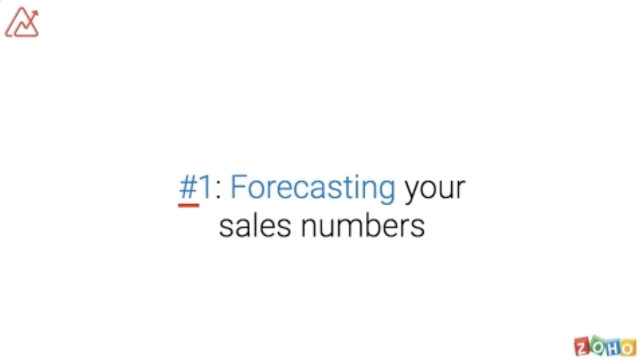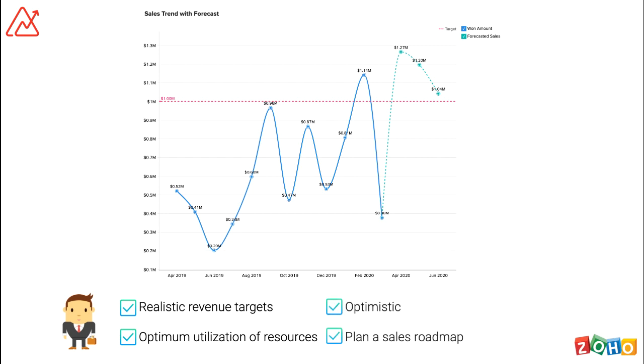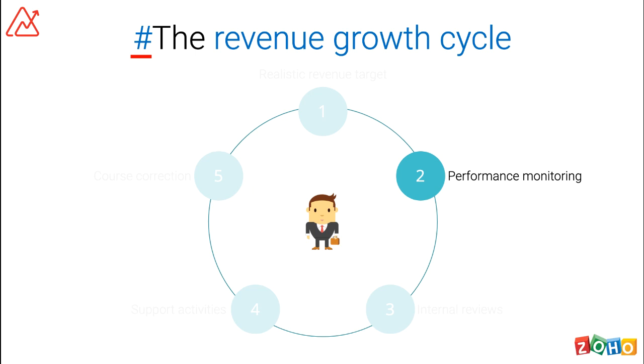So with the sales trend forecasted, we are now able to define some realistic revenue targets. We are also able to validate the targets presented by the team. The forecasting feature also helps us in optimizing the resource utilization and helping us achieve the targets. Not just that, the team is pretty much optimistic about achieving these targets because they are pretty much reliable and realistic. And finally, you're able to lay down a clear sales roadmap to help your team achieve the sales numbers. Good that we have defined some realistic revenue targets.